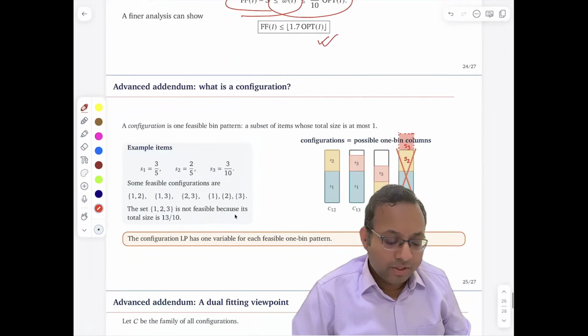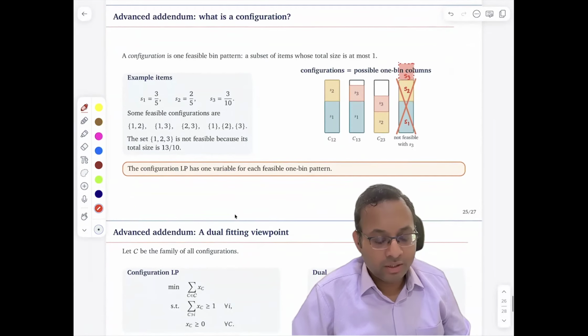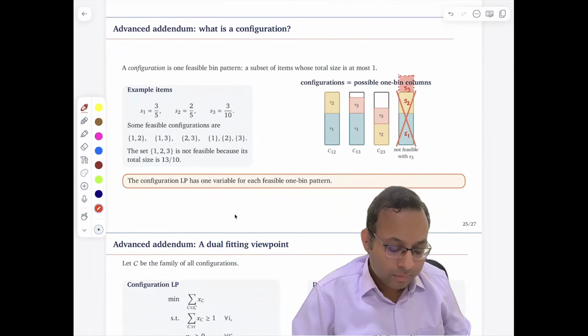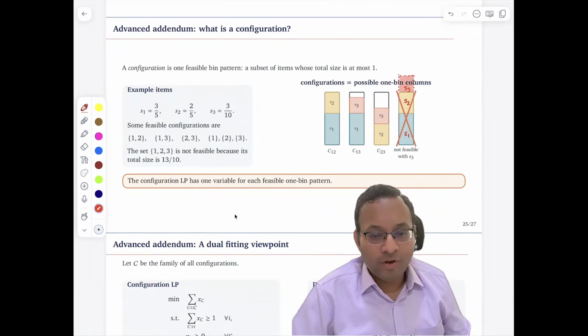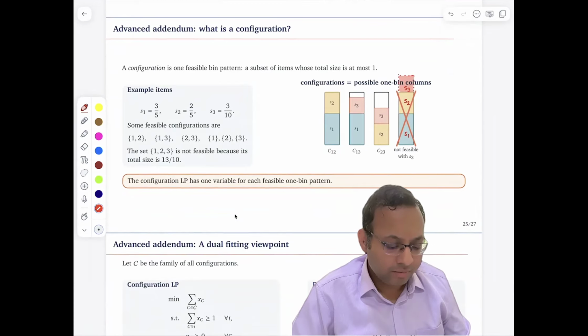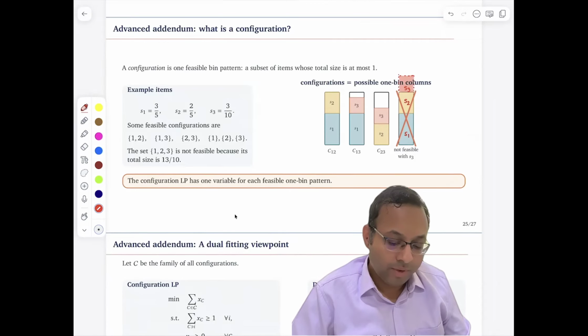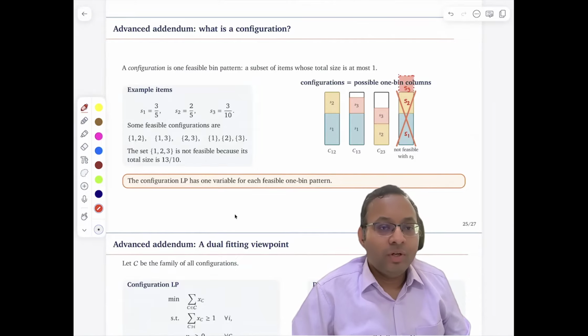I'll also briefly mention the weight function from a viewpoint of primal dual. So for that, I need to define something called configuration LP. It's an advanced addendum, so you can skip it if you want. But I think it's good to have this viewpoint that one can use a dual fitting viewpoint to analyze the same problem, same algorithm. So first, let us define what a configuration is.